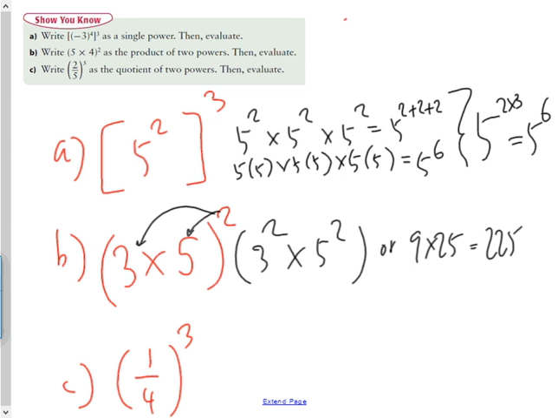An easier way for me to do that would have been to simply take 3 times 5 and get 15, and 15 squared would have also given me 225. That's another way I could have done it.